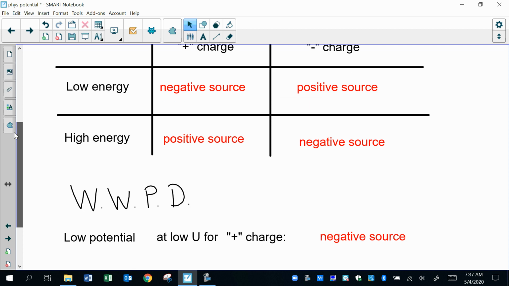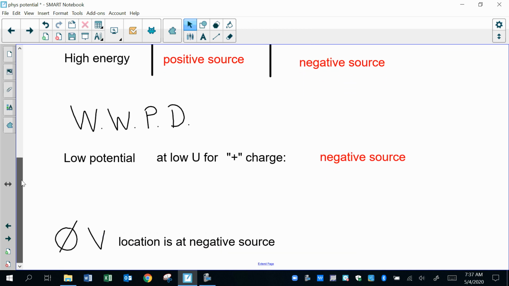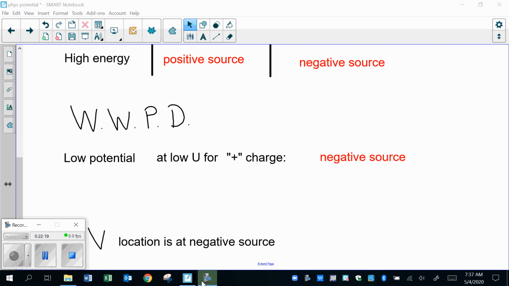So what would a positive do? That is our rule maker. So 0 will be at the negative source. 0 is also at an infinite distance away, but that's going to be our next level of physics, which would obviously be AP Physics. So that's something that we will not worry about.